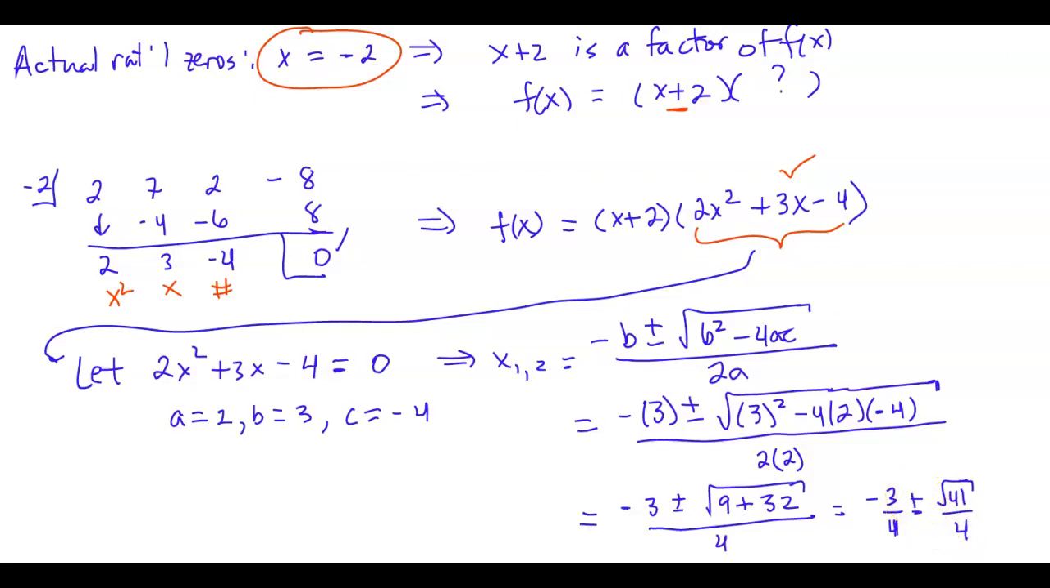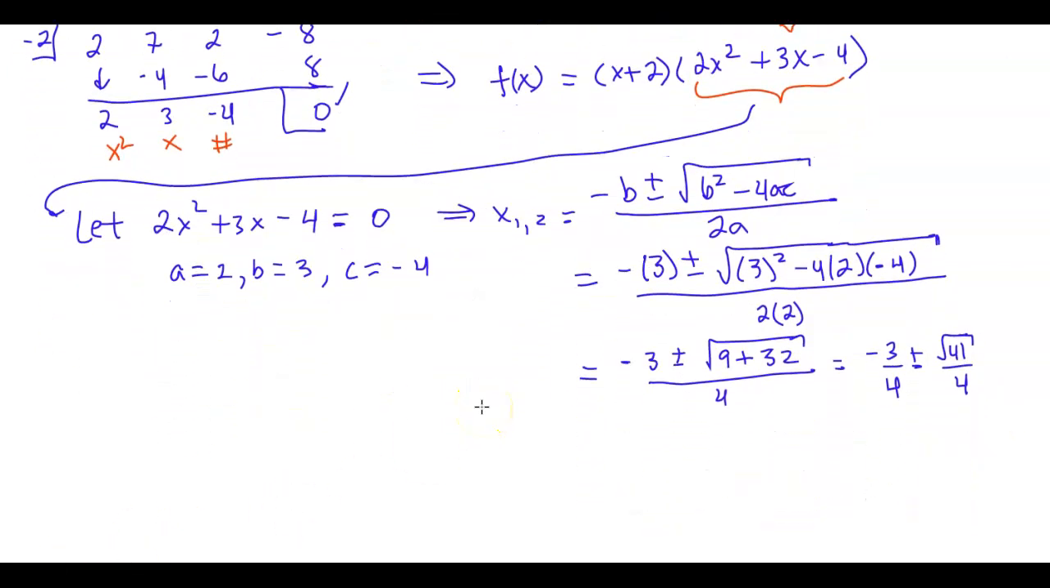Okay. And so since square root of 41 is what we consider to be an irrational number, meaning a number that we cannot express as a fraction, we see that both of our zeros here are going to be irrational conjugate pairs. So our other two zeros actually ended up being irrational conjugate pairs here.